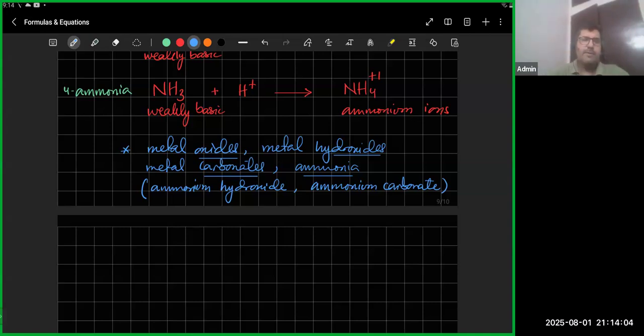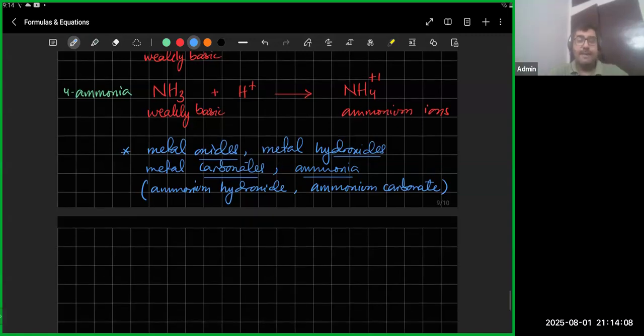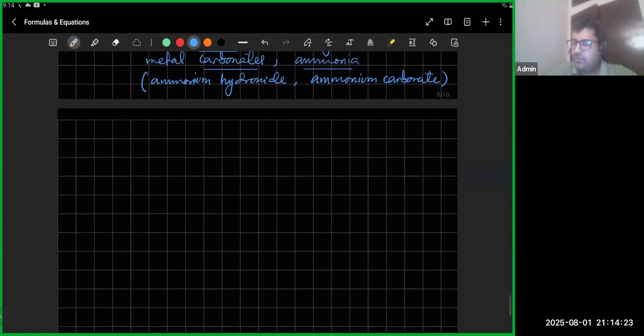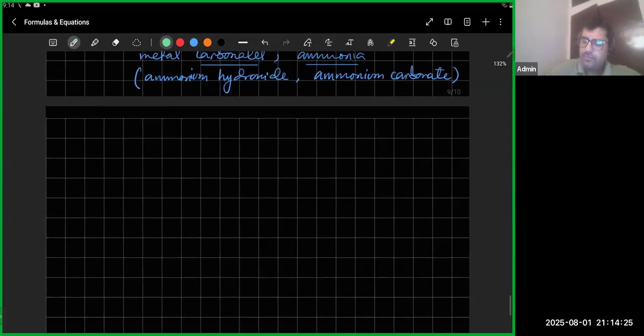What we can do is write the properties of bases. So what are the properties of bases? What a base does is it reduces the amount of H plus ions and it increases the amount of OH ions. Okay? So the properties of bases.